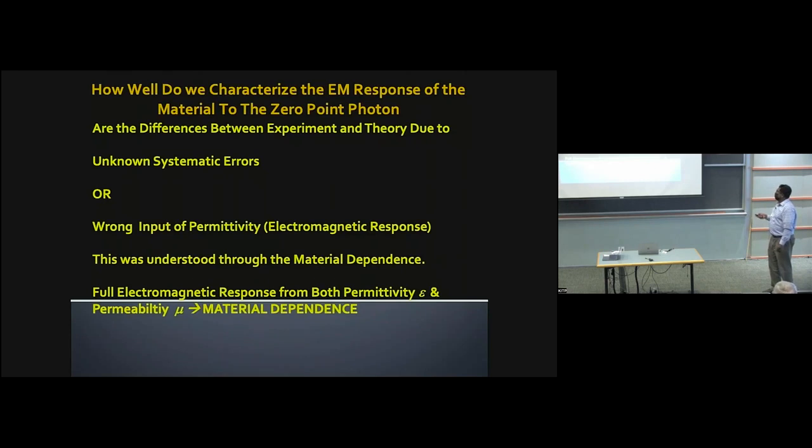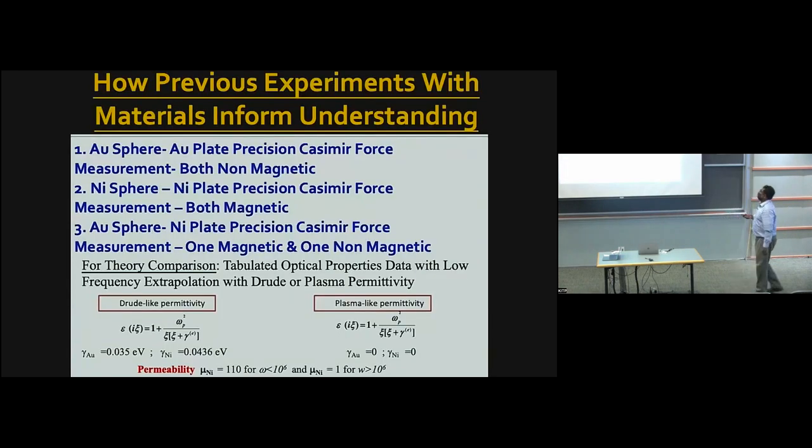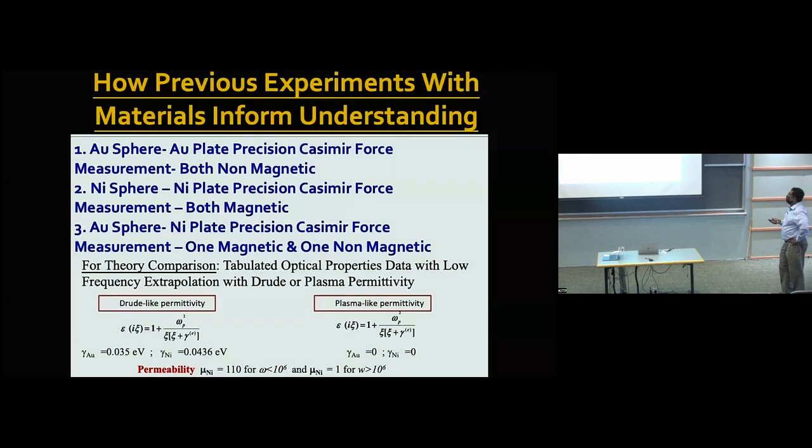You can use the material permittivity from tabulated data for the permittivity and the permeability, for different materials, and compare, which is what we did over the last few years. So the kind of materials you can compare is you can do the normal two, which is a gold sphere and a gold plate. You can then switch it to a nickel sphere and nickel plate, which is magnetic. So you've got to worry about the magnetic response to the magnetic fluctuations. Or you can switch one of them to be non-magnetic. The sphere is non-magnetic and the plate is magnetic. And then make a comparison and look for systematic errors that you might have missed.